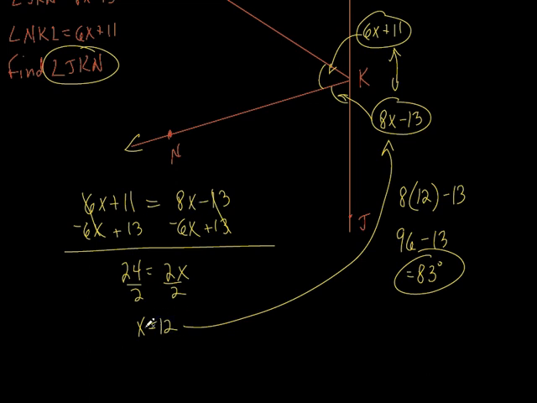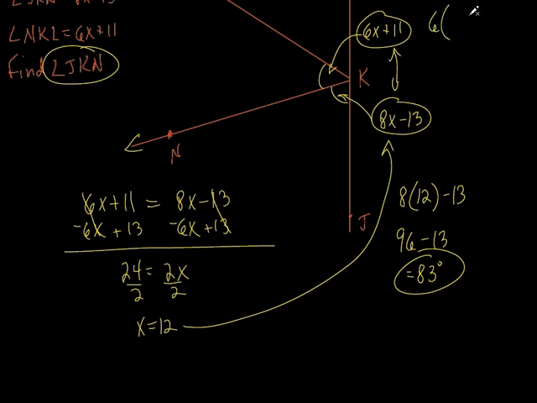But we're not done. You got to understand what you're trying to solve for. You're trying to solve for this angle, JKN, right? You stick it in there and it works. I could have also, if I wanted to, I could have put it in for this one, couldn't I? Would you agree? Because 6x plus 11 is the same as 8x minus 13. So I could have put it in this one too. Let's do that just for fun.